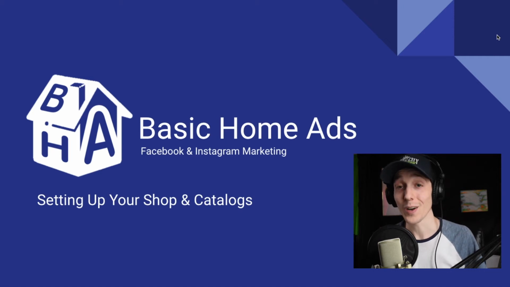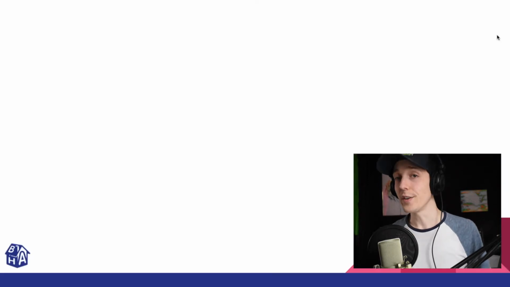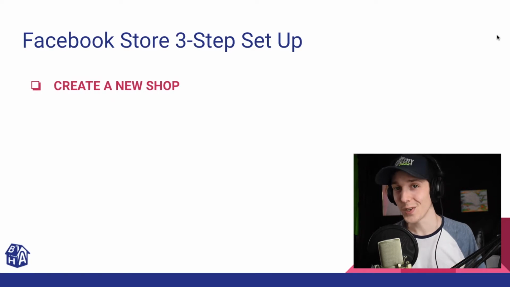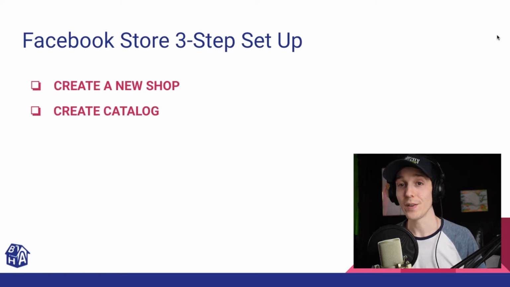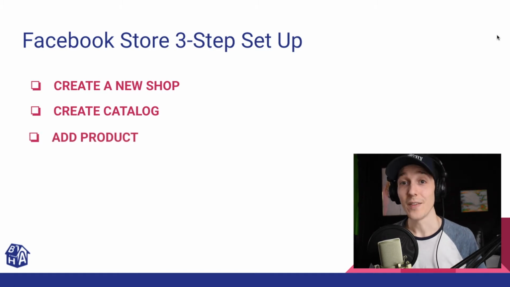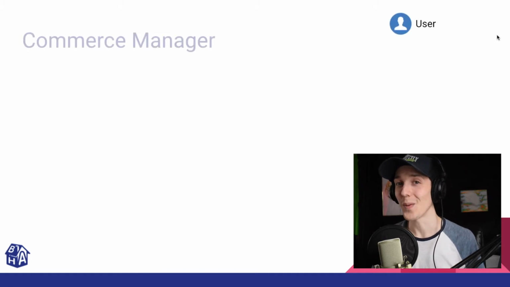In this video, we're going to talk about setting up your Facebook shop and catalogs. So we're going to do this in 3 steps. The first is we're going to create you a new shop. Then we're going to create a catalog and then we're going to add a product. And this all ties in with the Commerce Manager.